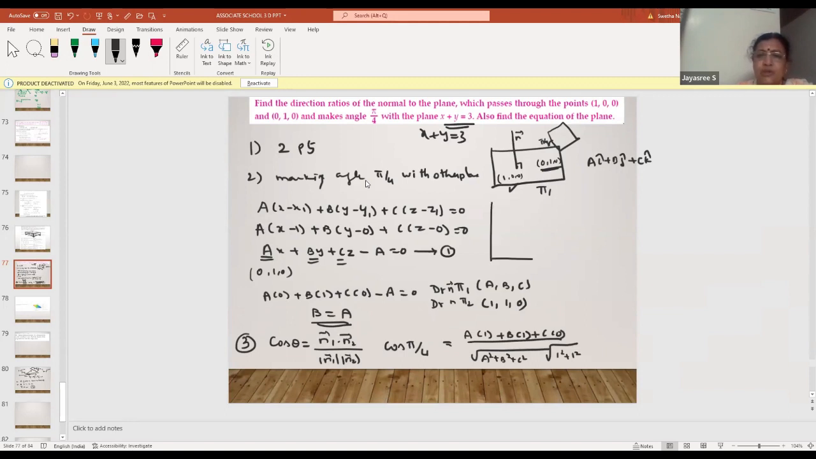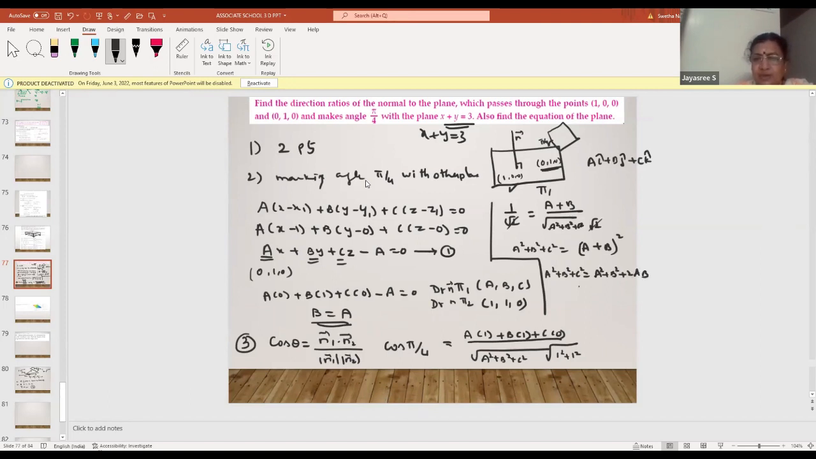So simplification, here let me do it. Cos pi by 4 is 1 by root 2 equal to a plus b by root of a square plus b square plus c square into root 2. Now let me cross multiply. So a square plus b square plus c square is equal to a plus b the whole square. Squaring to cancel the root, squaring gives me this. So a square plus b square plus c square is equal to a square plus b square plus 2ab.